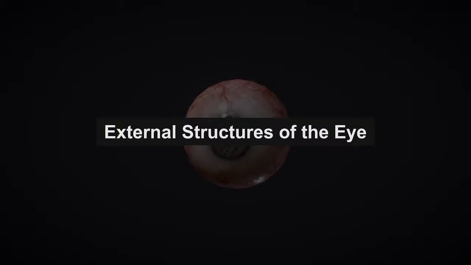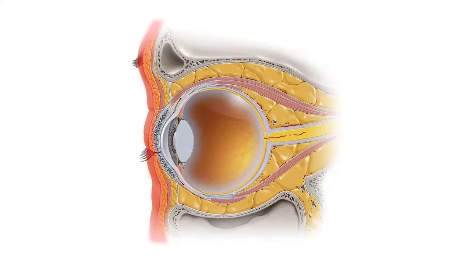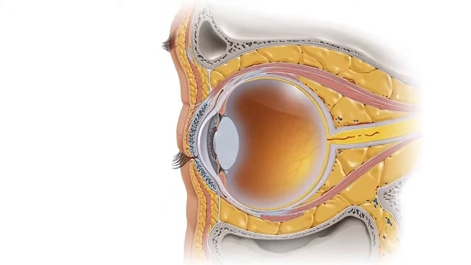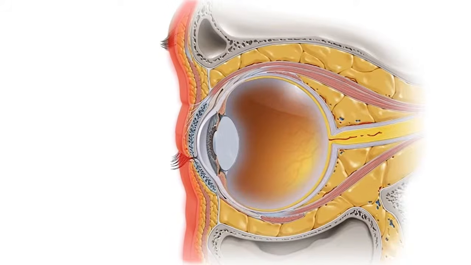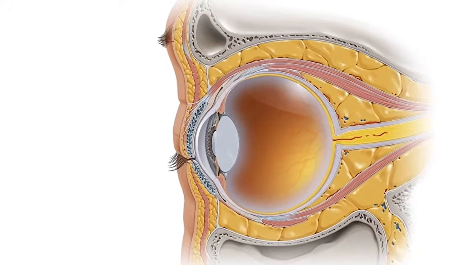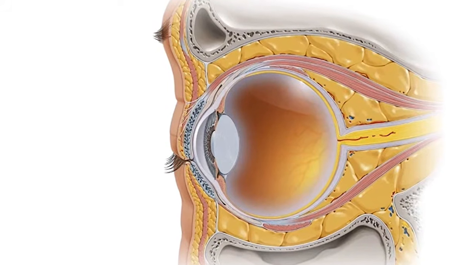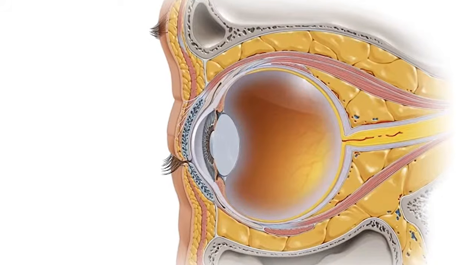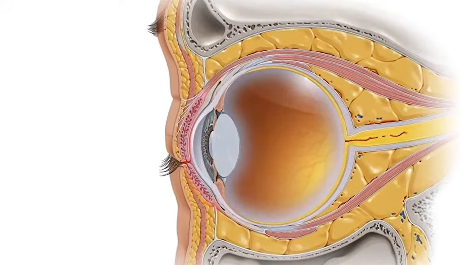External structures of the eye. The external aspects of the eye are designed primarily for protection and maintenance of a clear optical pathway. The eyelids, eyelashes, and conjunctiva are all critical in shielding the eye from foreign particles and excessive light, while also helping to distribute tears evenly over its surface.